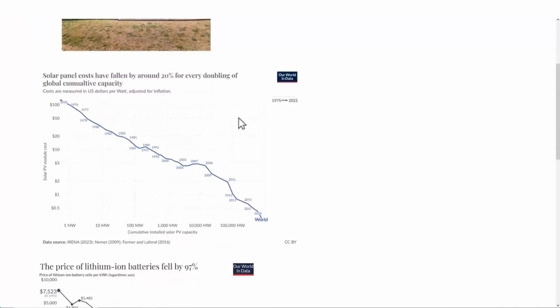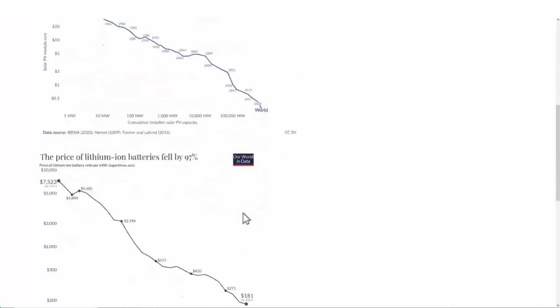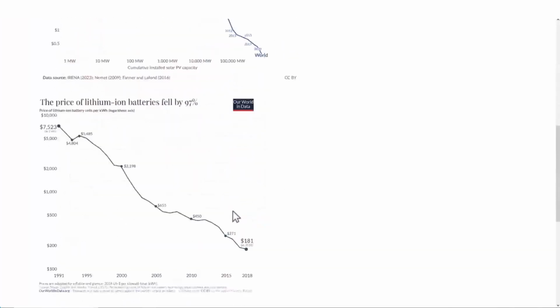Second, the cost of solar photovoltaic panels and batteries has dropped drastically in the last decade. For example, in 2000, the cost of solar energy was about $6 per watt, but today it has fallen to less than 50 cents per watt. Similarly, the cost of lithium-ion batteries was $450 per kilowatt hour in 2010, but it is now around $181 per kilowatt hour. Experts predict that these costs will continue to decrease, making solar energy increasingly affordable.